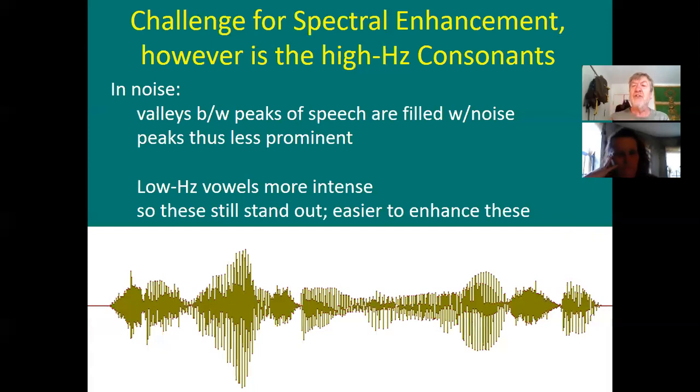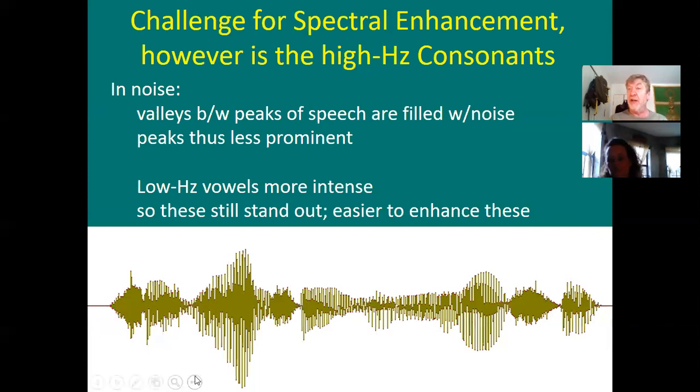But the challenge for spectral enhancement is this: the high frequency consonants. And as you know, it's the high frequencies that are most important for telling you the differences between the words. Hat, fat, cat, bat, sat, all have the same vowel, which is loud and low. It's the consonant that tells you what's what.